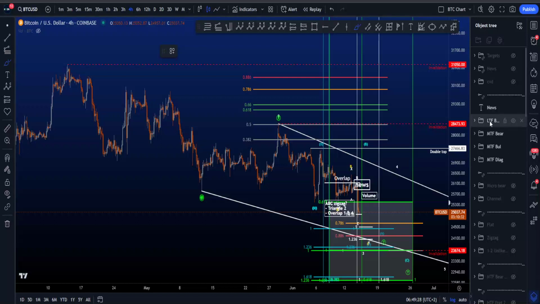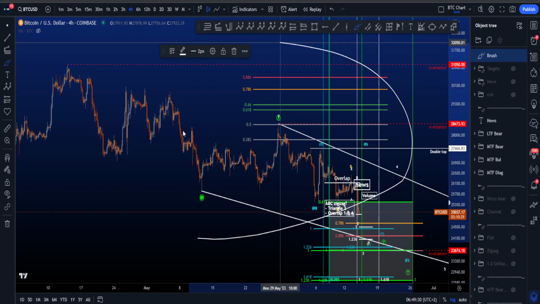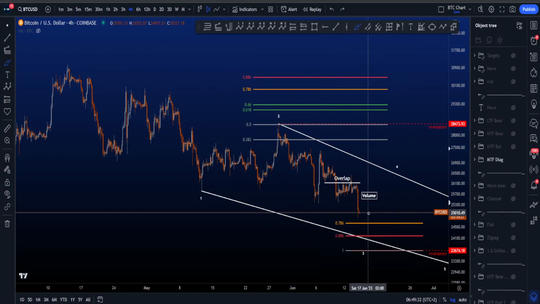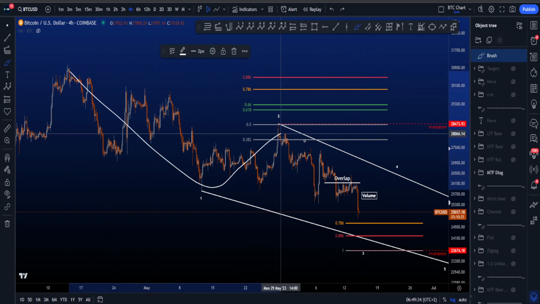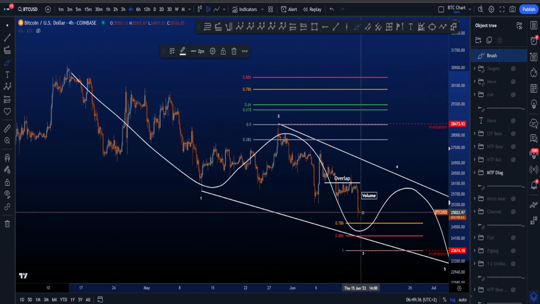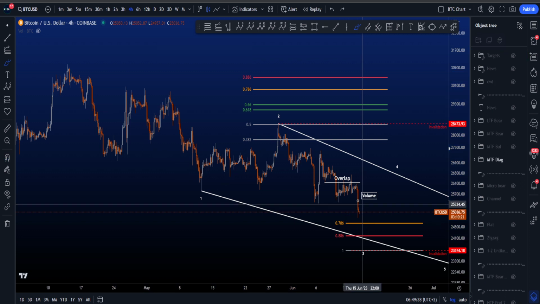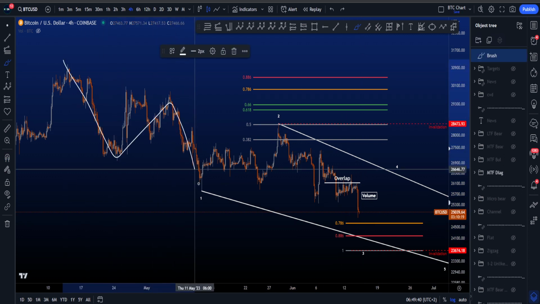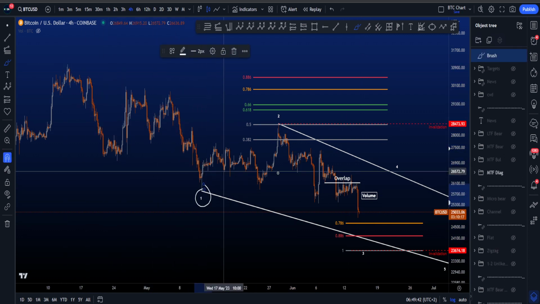Hi everyone, let's go over my medium time frame and low time frame Elliott Wave scenarios on Bitcoin, starting with the medium time frame diagonal scenario where we're looking for a 5-wave structure to the downside where each wave should consist of a 3-wave structure, which is a zigzag. So a 5-3-5, for example, in this wave 1.